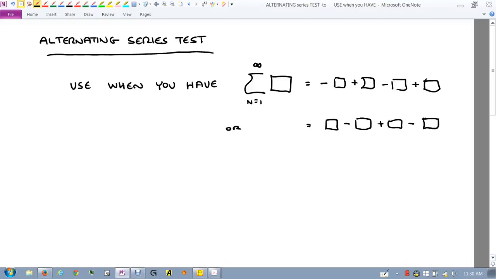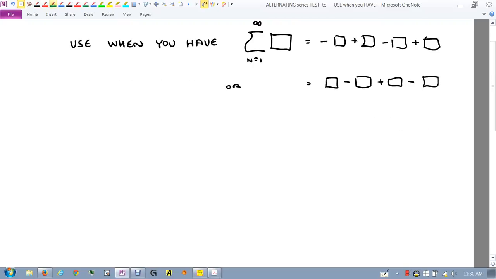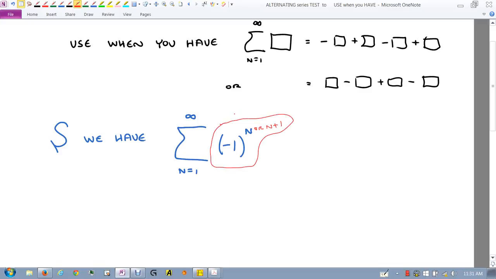So here's what the test says. Suppose we have a series and we've got this negative 1 to the n or n plus 1. In fact, it really doesn't matter if it's n or n plus 1, or it could be n plus 2 or n plus 3. This part right here is the part that makes it alternate.